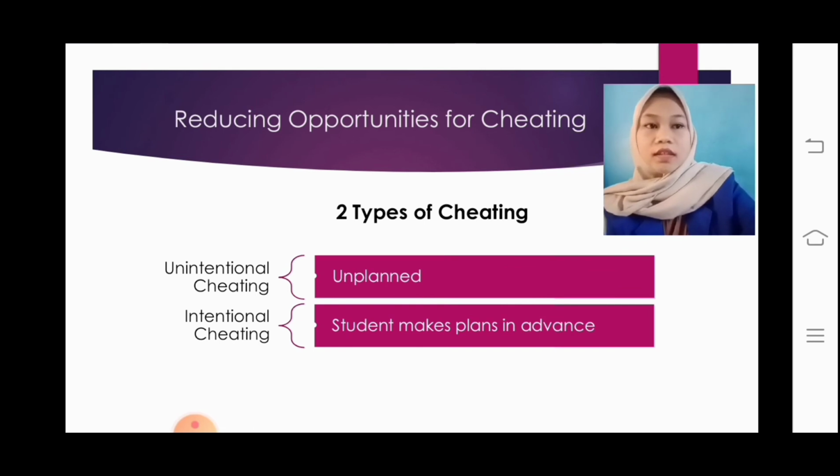Unintentional cheating is unplanned cheating, so the student did not plan before, but they can immediately cheat. And then intentional cheating is when a student makes plans in advance. So before they cheat, the students make plans.